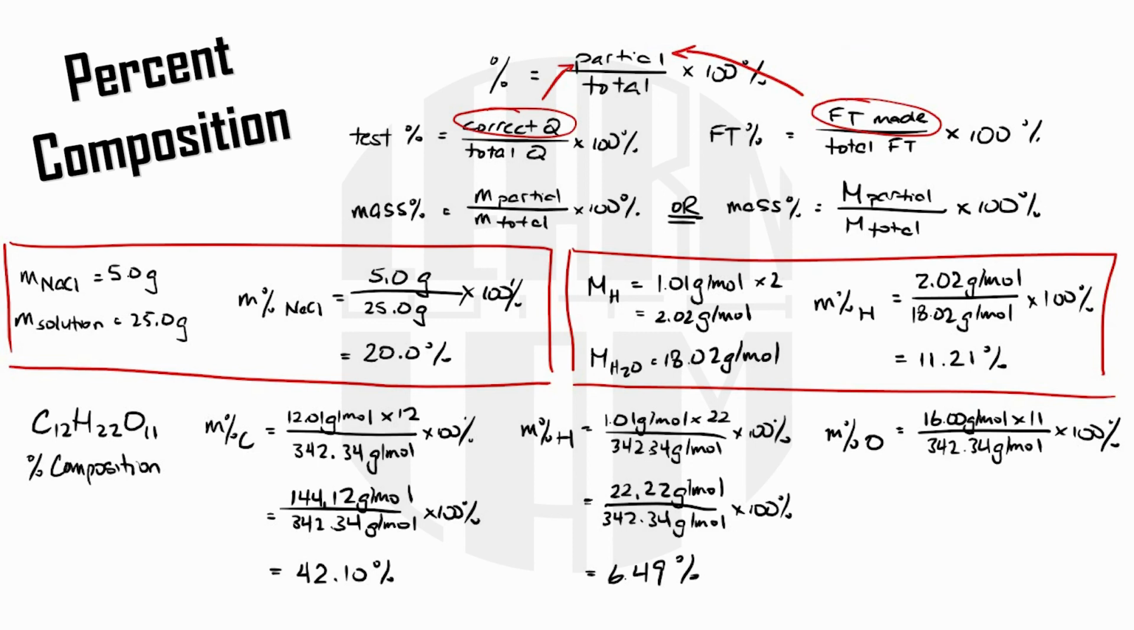And lastly, oxygen is 176.00 grams per mole divided by the total times 100%, meaning the mass percent of oxygen in sucrose is 51.41%. Notice that all the mass percents add up to 100%, which makes sense because all of these parts make up the whole. And that's how you do percent composition.